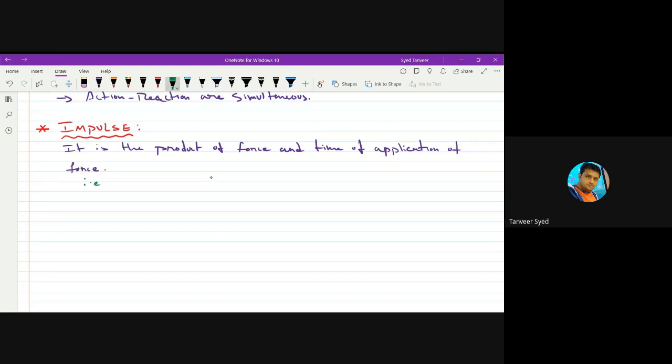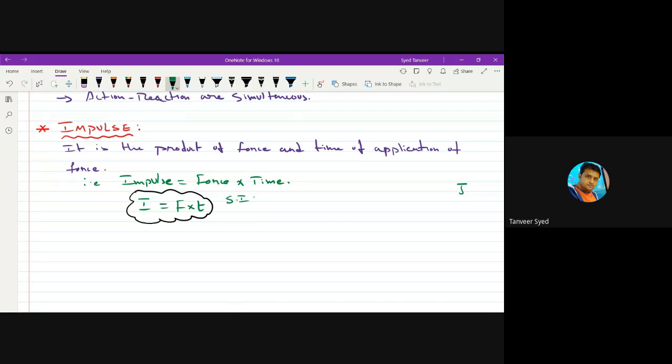That means impulse is force multiplied by time. The standard symbol that we use for impulse is I. In some textbooks, J is also used, but commonly I is used to represent impulse. I is equal to force into time. So this is a new term, impulse. The definition is the product of force and time, and the formula is I equal to Ft.